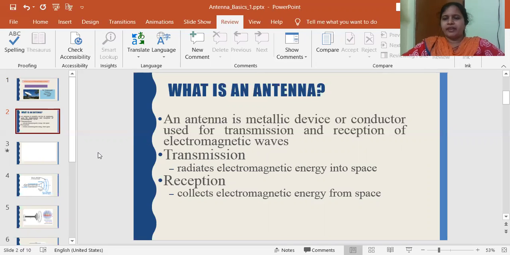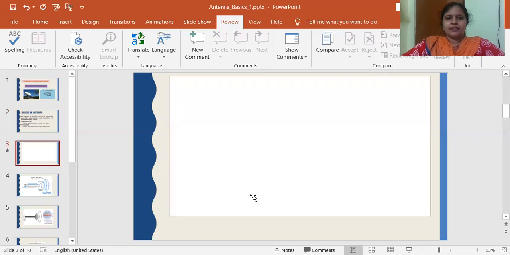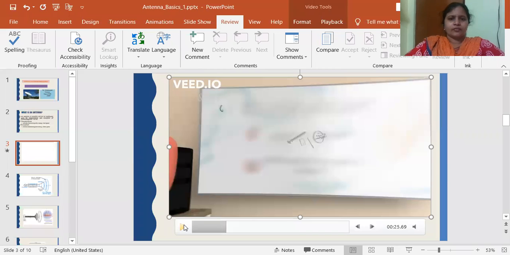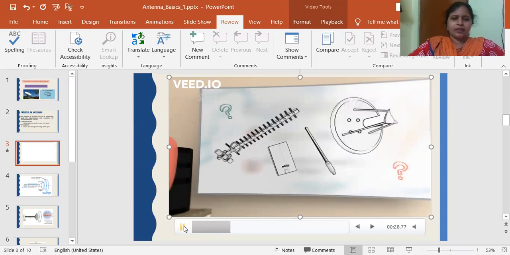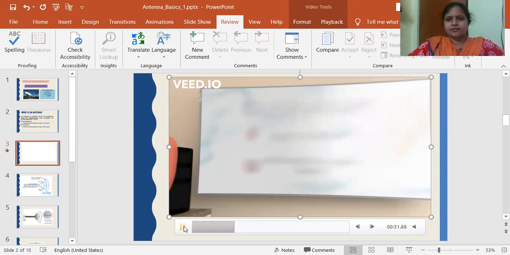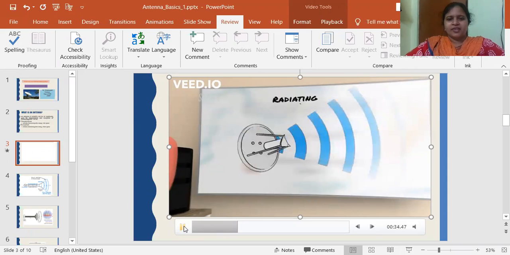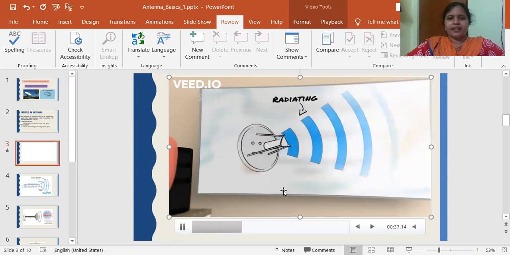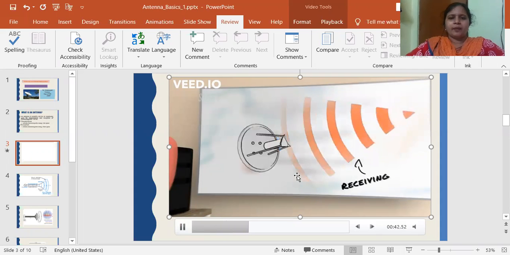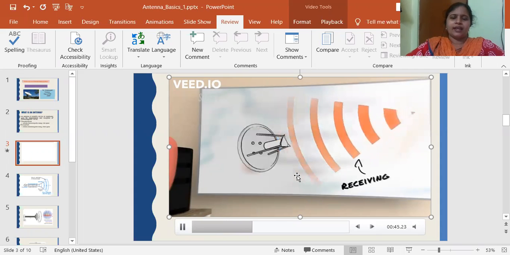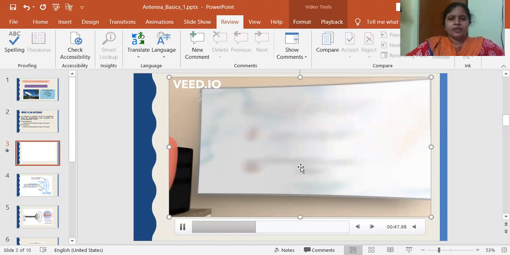I will show you one video so that you can clearly understand the radiation mechanism of antenna. So, see the video. These are the different types of antennas used for different applications. So this is the radiation mechanism of antenna. During the transmission mode, it radiates energy into the space, and the same antenna can be used to receive the radiation from space.